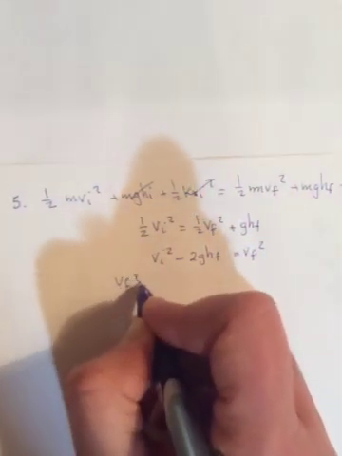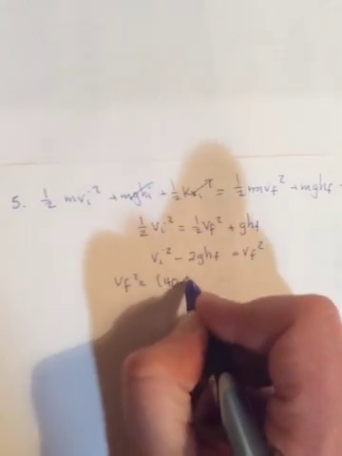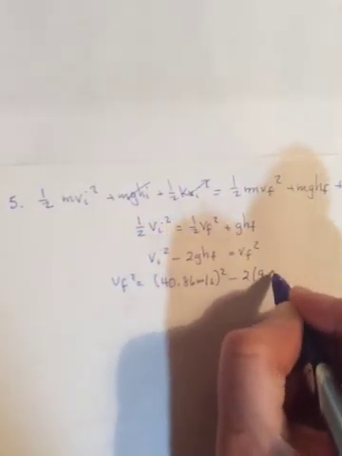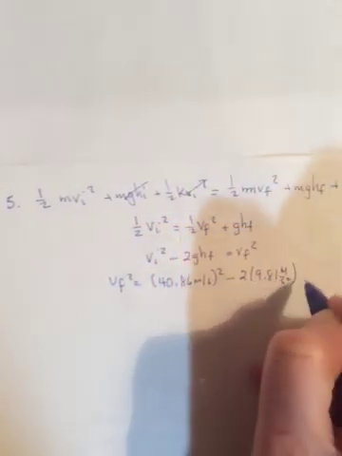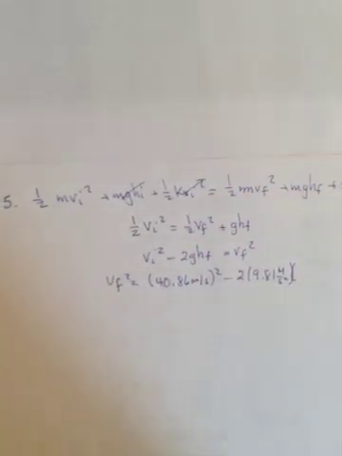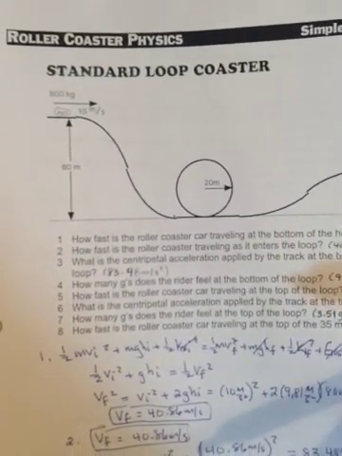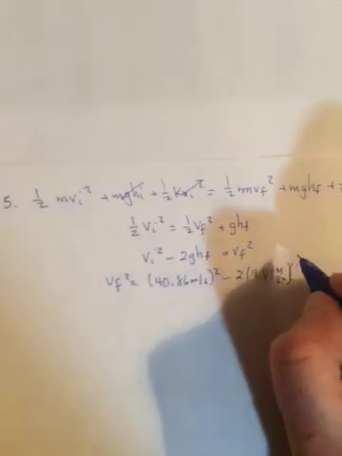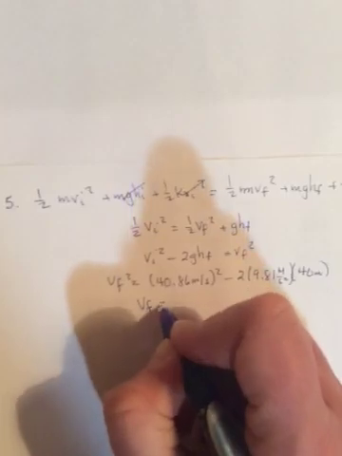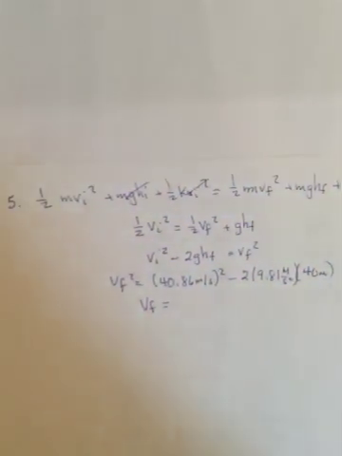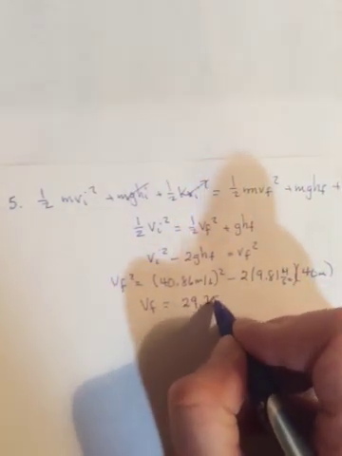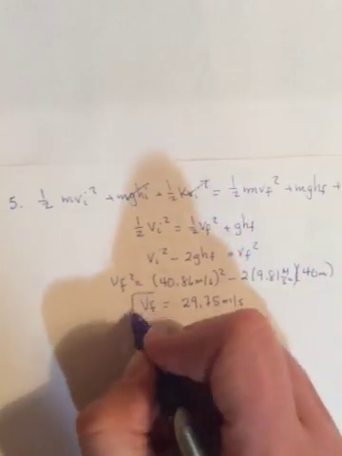And so v final squared is equal to, using the bottom, 40.86 meters per second squared, minus 2 times 9.81 meters per second squared times the height, which is 40 meters because it tells us the radius is 20 meters, and so the height is twice the radius, otherwise known as the diameter. So the height is 40 meters. Punch it into your calculator. Don't forget to take the square root, and when you do, you should get something like 29.75 meters per second at the top.